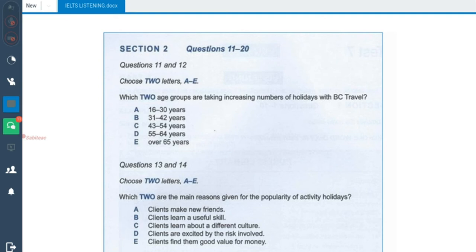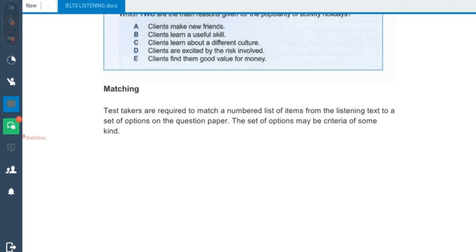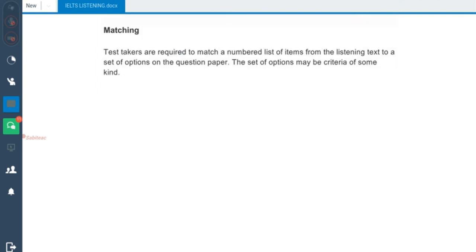So for multiple choice questions, remember, the instruction might ask you to pick one between 3 options, or sometimes the instruction might ask you to pick 2 or 5 options.